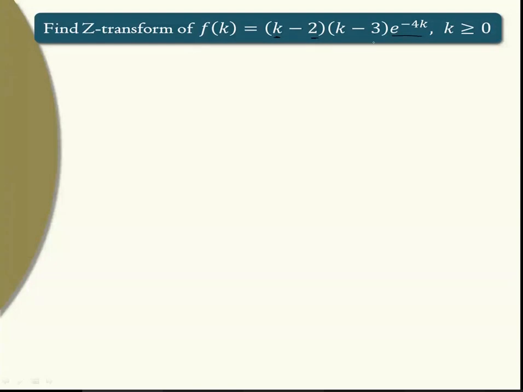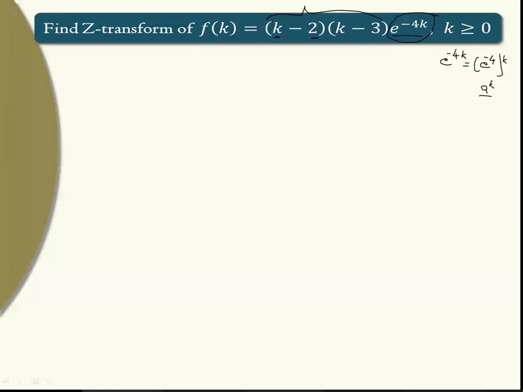So that we can use either formulas or the properties. So how to simplify it? Now this e raised to minus 4k, we can write it as e raised to minus 4 whole term raised to k. So this is of the form a raised to k. And we know the formula for a raised to k into some function. So you can apply this at the end by using a raised to k into f of k property. So first try to find Z transform of this term.